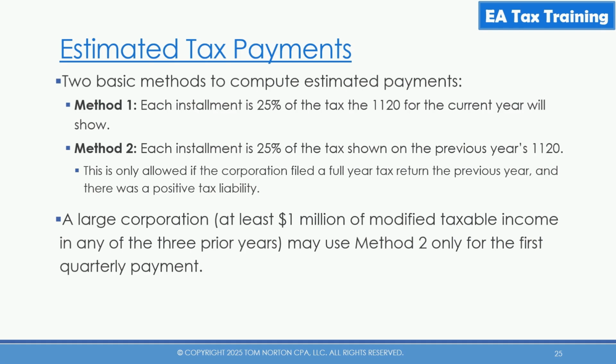A large corporation, which for this purpose means they have at least $1 million of modified taxable income in any of the 3 prior years, may use method 2 only for the first quarterly payment. So for payments 2 through 4, any of these large corporations have to use method 1, but they will give them a little grace in the first quarter and say, okay, it might take you some time to get a good handle on what your tax is going to be for the year. So for that very first payment, they will allow you to use method 2.